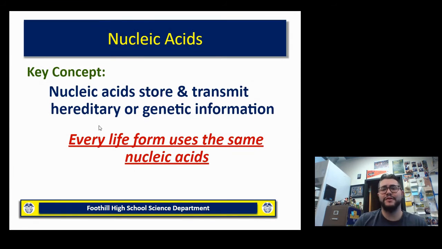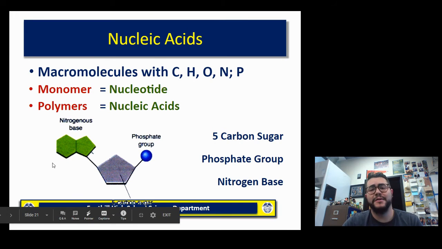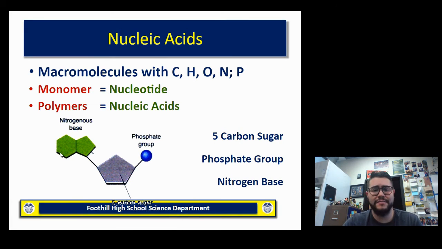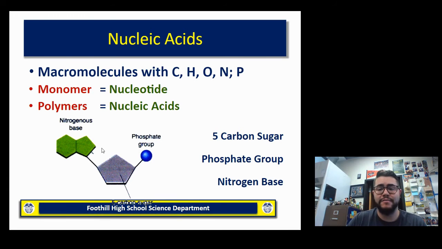Next example of a macromolecule is called a nucleic acid. The function of nucleic acids is to store and transmit genetic information. And a cool thing is that every life form on Earth uses these same types of nucleic acids, and those are RNA and DNA. Nucleic acids are made of the monomer called nucleotides, and here is a single nucleotide. The nucleotide for DNA would be a nitrogen base, a 5-carbon sugar, and a phosphate group.